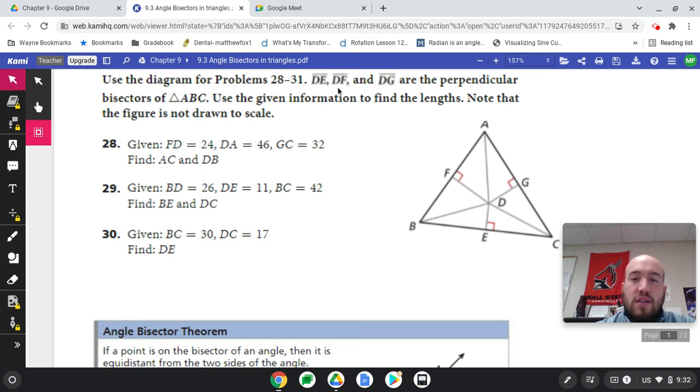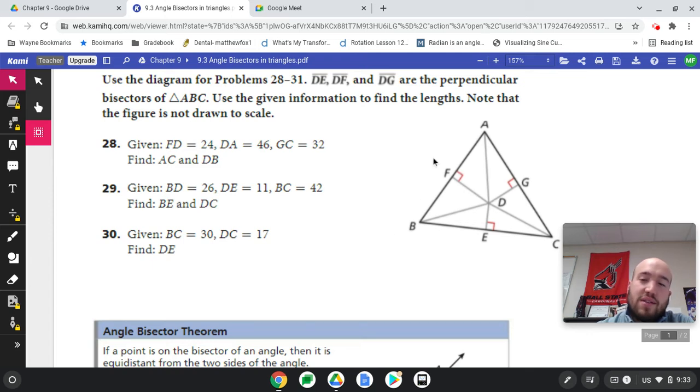It tells us DE, DF, and DG are the perpendicular bisectors of triangle ABC. So DE, DF, and DG. Now they're perpendicular, so you can see they have a right angle in each of those. They're bisectors, which means they go through the midpoint because they cut it into two equal parts. Remember, two sections, two equal sections. So we know that AF and BF would be the same.